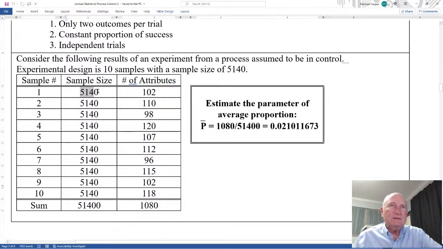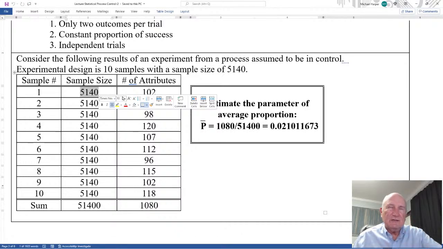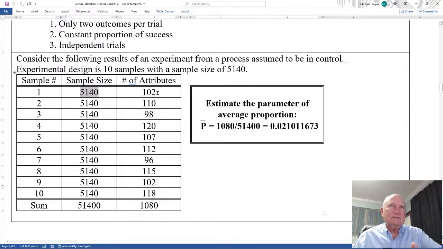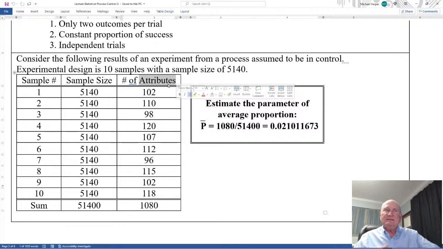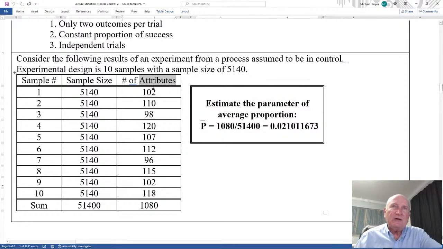Now, of each one of these observations, you have only 2 outcomes, success or failure. And let's call a success an attribute, whatever that is. Now, an attribute could be success, it could be acceptable, it could be meets standards, does not meet standards. It could be all different kinds of definitions we want to place on it. But let's suppose this is how many attributes we have out of 5,140. So we add up all the attributes, we have 1040. We add up all the sample size, which is 51,400. So we have a total of that many attributes out of that number of observations in the experiment.